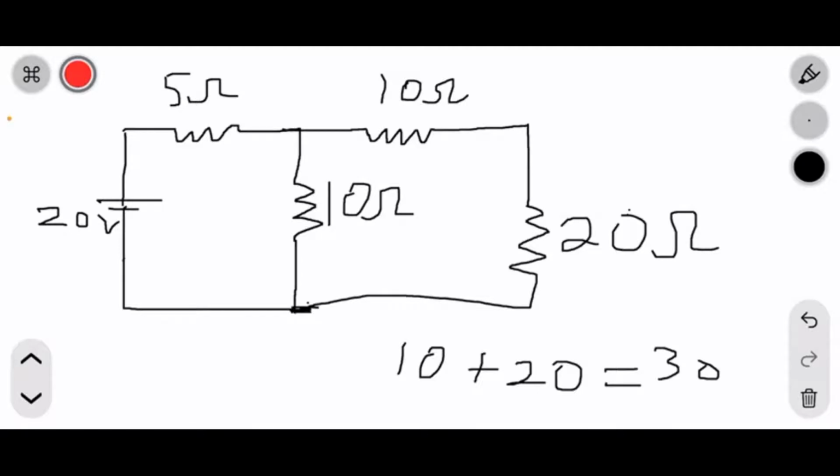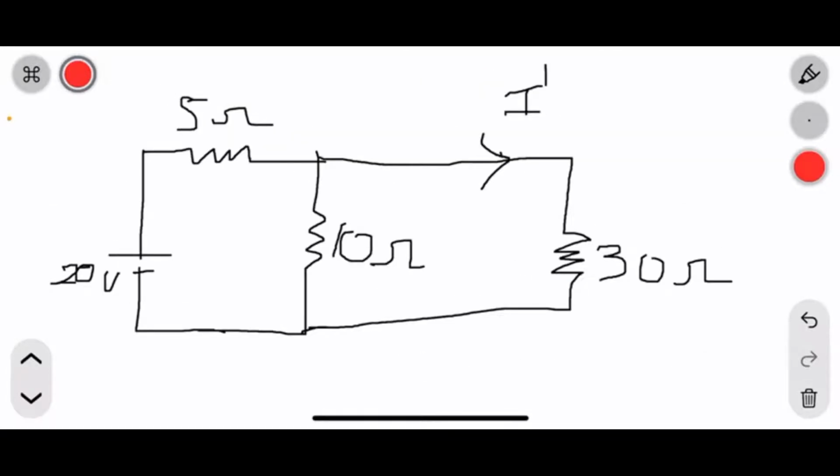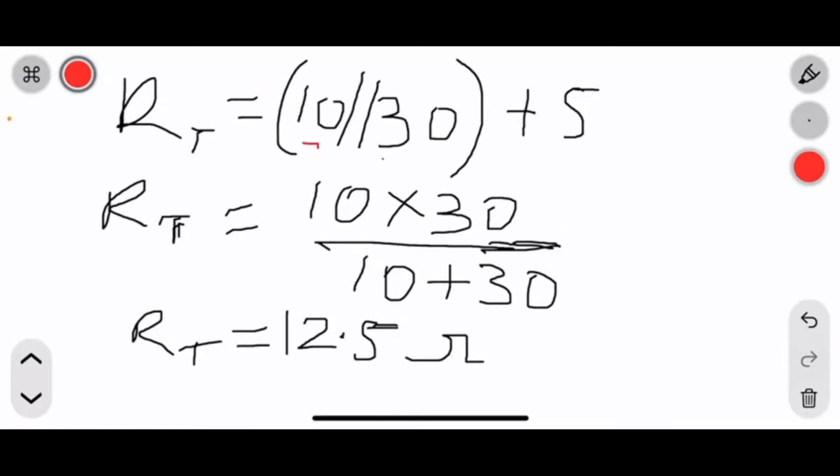When we get this circuit, we can see that the 10 ohm here and the 20 ohm here are in series, so we can add them and we'll get 30 ohm. We can also see that this 30 ohm here is in parallel with this 10 ohm, and the resultant is in series with this 5 ohm. That will give you the total resistance in the circuit. So we get 10 in parallel with 30, in series with 5. So we get 10 times 30 over 10 plus 30, plus 5. You get it? So we get 12.5 ohm as the total resistance.